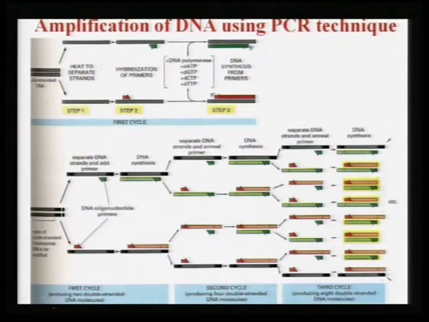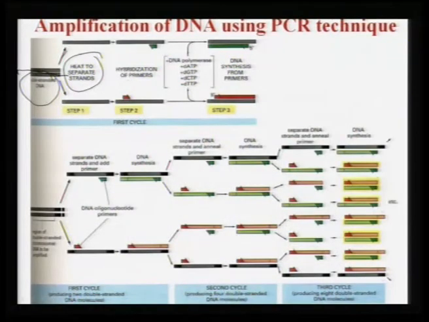So, in the first cycle what will happen, if you have a double stranded DNA, then heat to separate the strands. So, if you heat it to a little bit higher temperature like 50 degree or 70 degree, these two double strand DNA, they will be separated. Okay. Then step 2 is what? Hybridization of the primers. Hybridization of the primers means those primers that we have discussed in the earlier slide, these primers can be added here. Now, stage 3 means that is the DNA synthesis from primers.